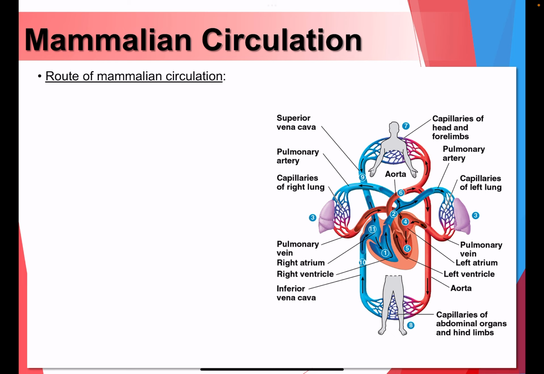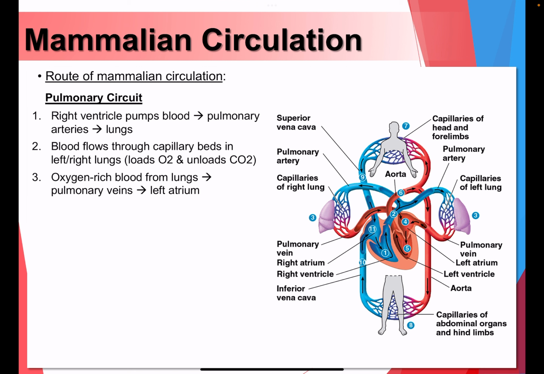Now we're going to go through the mammalian or human circulation. So let's go through the pulmonary circuit again, just one more time, because I know it can be confusing at first. All right, so follow along. You start at the right side of the heart. Okay, so you start at the right ventricle of the heart. So remember, this side is the right side, this side is the left side.